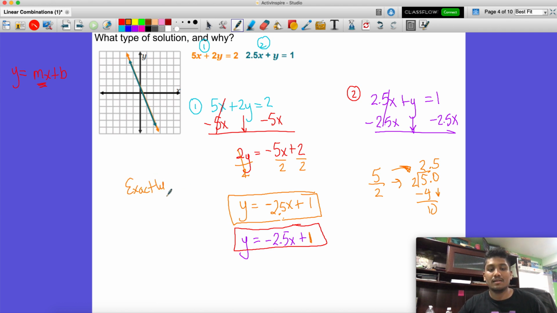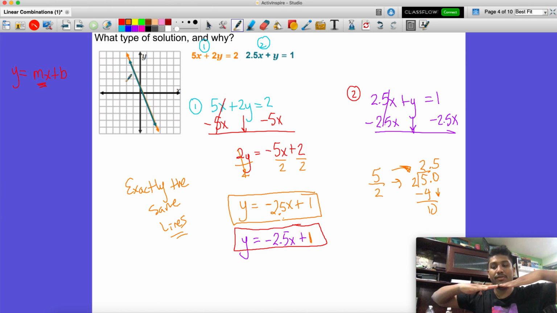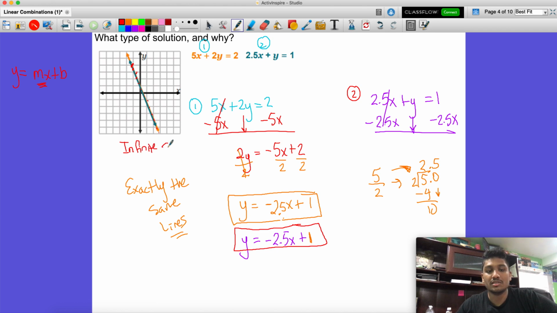Exactly the same lines. So wouldn't it make sense that if we were to graph both of these, they would be literally on top of each other? They're not even really on top of each other. They are the same exact thing. And so when they're the same exact thing, how many times are they intersecting? Well, look at all this. Every single spot. So we say that that has infinite solutions.